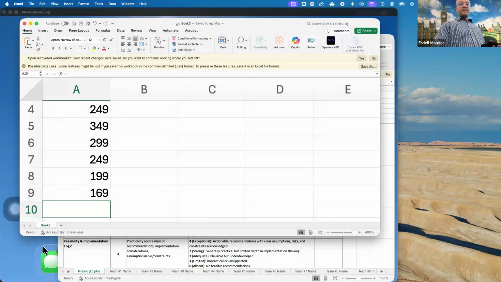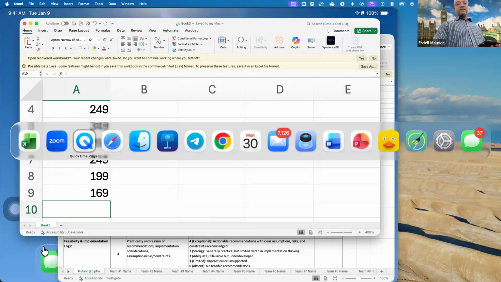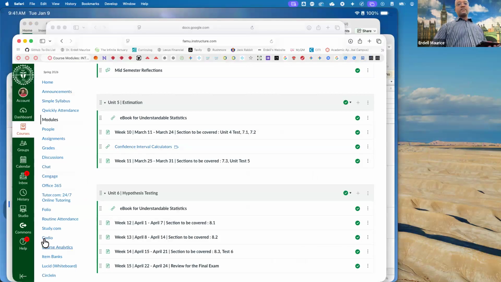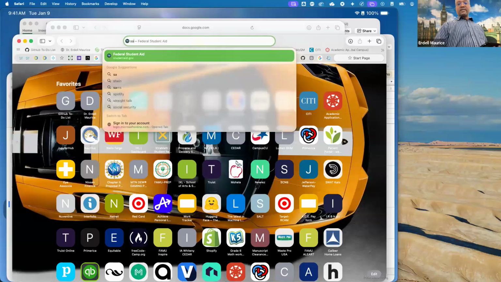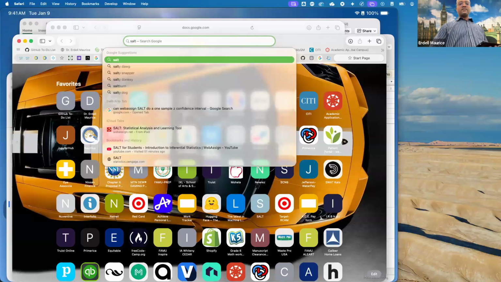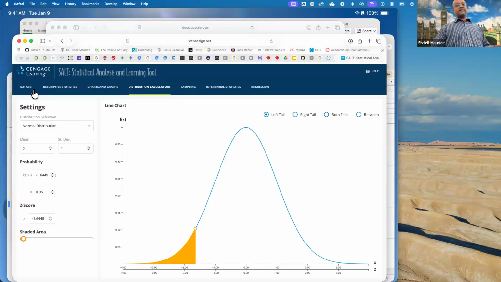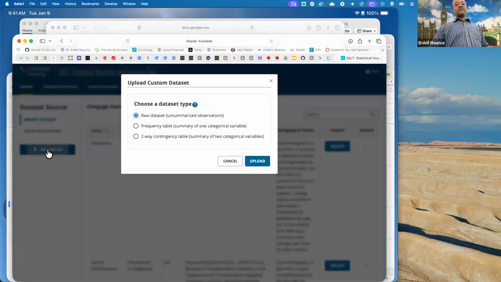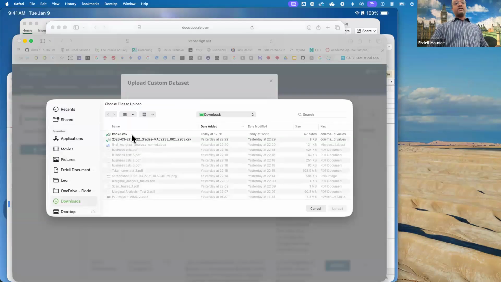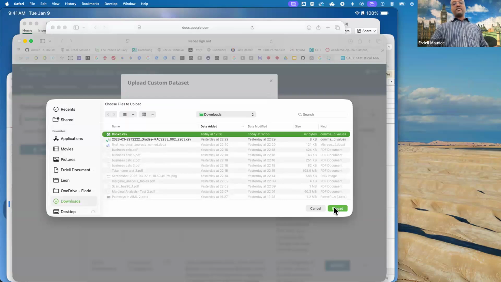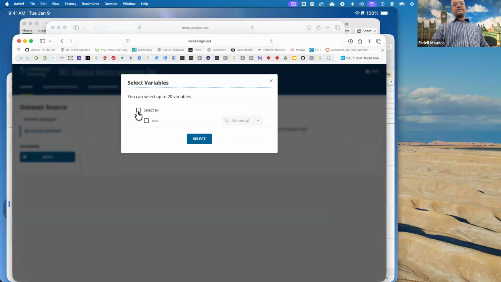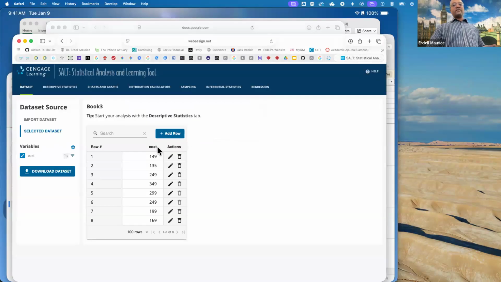And so now I go into Salt, I go into Data Set, and I go to Upload a CSV of raw data. Like so, you upload this file, Book 3, and then select all, because there's only one value, and you can see it has the numbers right here.